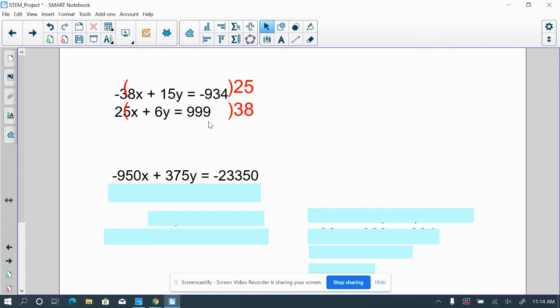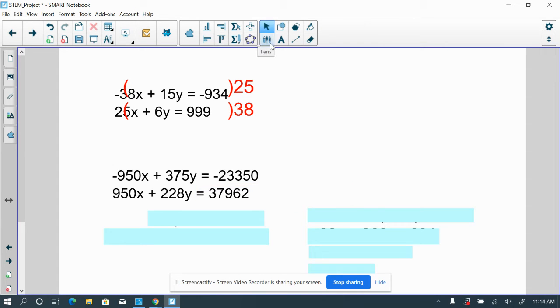Then multiply these by 38, because if we multiply 38 by 25, and we multiply 25 by 38, then these two numbers are going to be able to cancel out, because they're both 25 times 38. So 38 times 25 gives me positive 950 because it's a positive times a positive. 38 times 6 is that, and 38 times 999 is that.